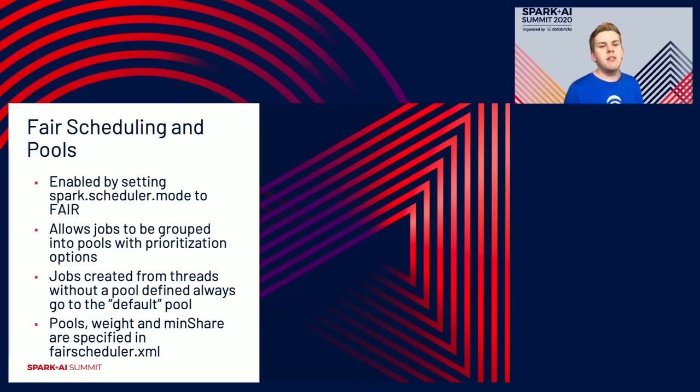Min share allows you to say every pool has so many resources from the cluster. By default, Spark is going to set every pool to a weight of 1 and a min share of 0, so equal use of the cluster, and nothing is guaranteed. You can set all your different pools and their min share and weight in what's called the fairscheduler.xml, and then pass that into your application in the Spark submit.